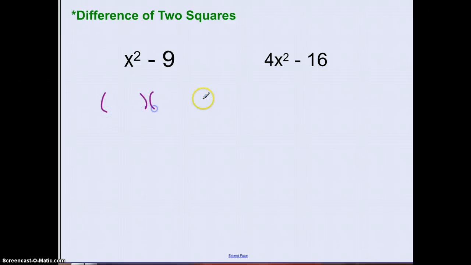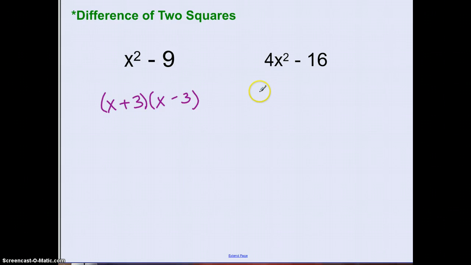So I set up my 2 parentheses. Each one gets an x. Square root of x squared is x. The square root of 9 is 3. So each parentheses gets one of those. And I use a plus and a minus. The reason is, if I double check it using FOIL, my first, x times x, is my x squared. My inners and my outers end up having opposite signs, so they cancel out. And then a positive 3 times a negative 3 makes my negative 9.